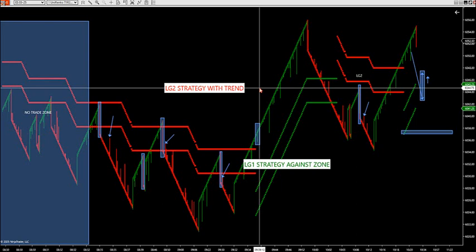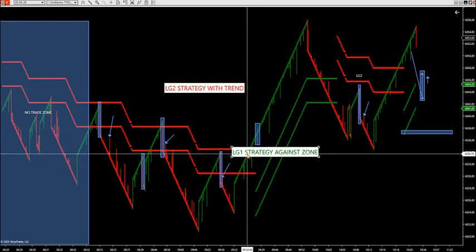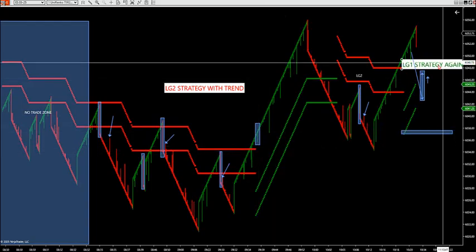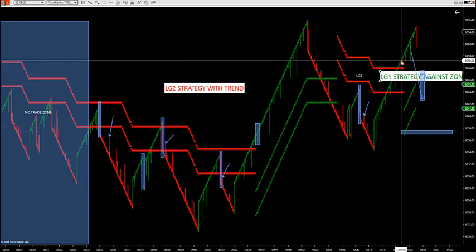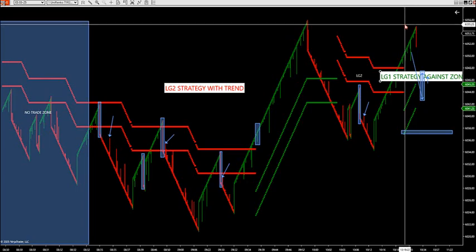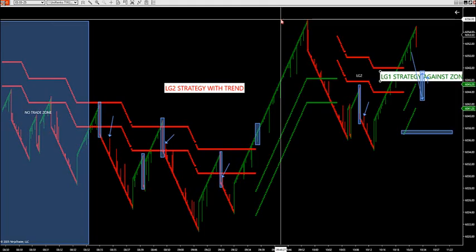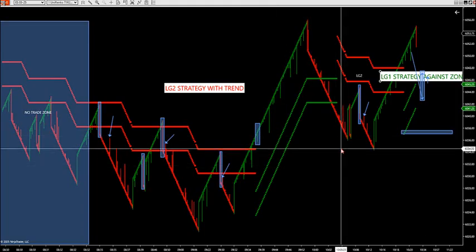So now, what do we look for? You had a chance at LG1 here, and you had a chance at LG1 here if you want an LG1, and that would have been 50 all the way up to 55 for 5 points. This one was 37.25 all the way up to 56, and that's with just LG1.